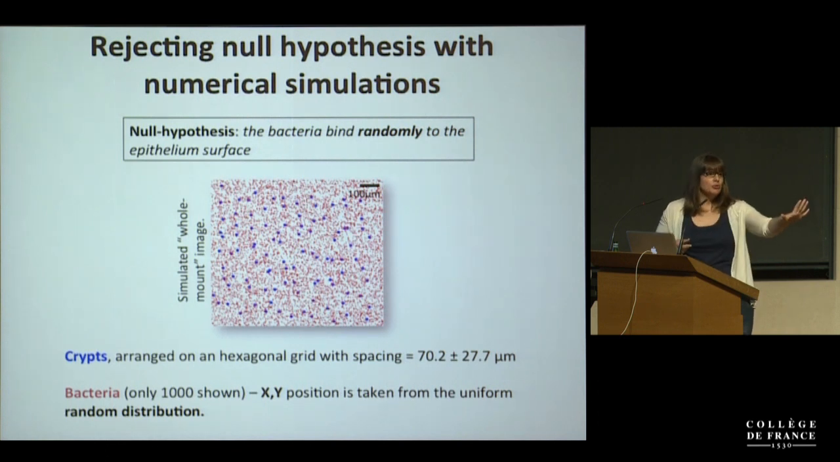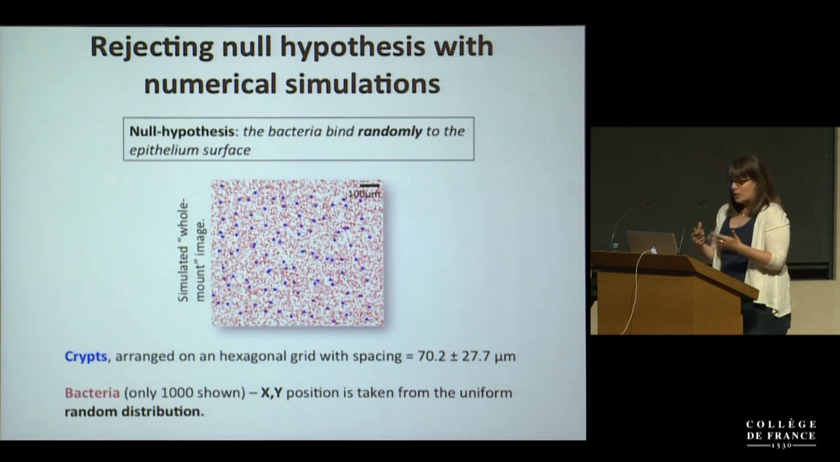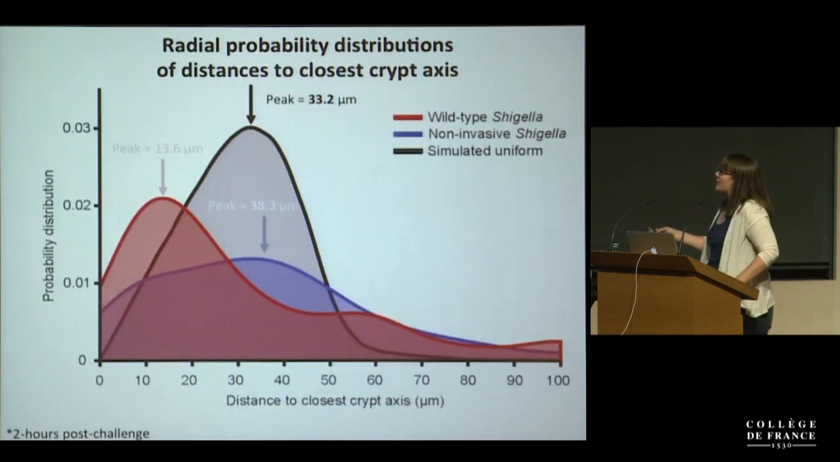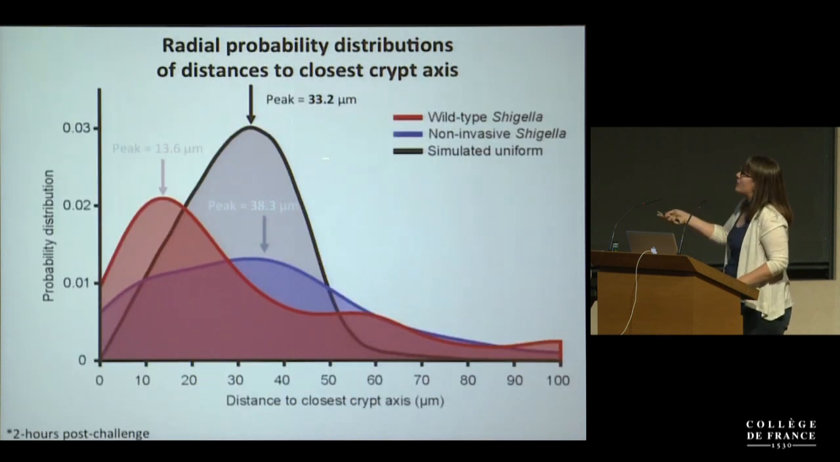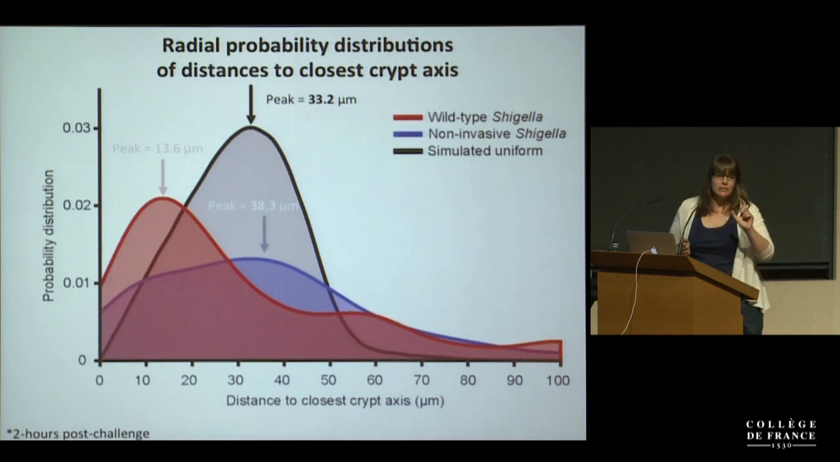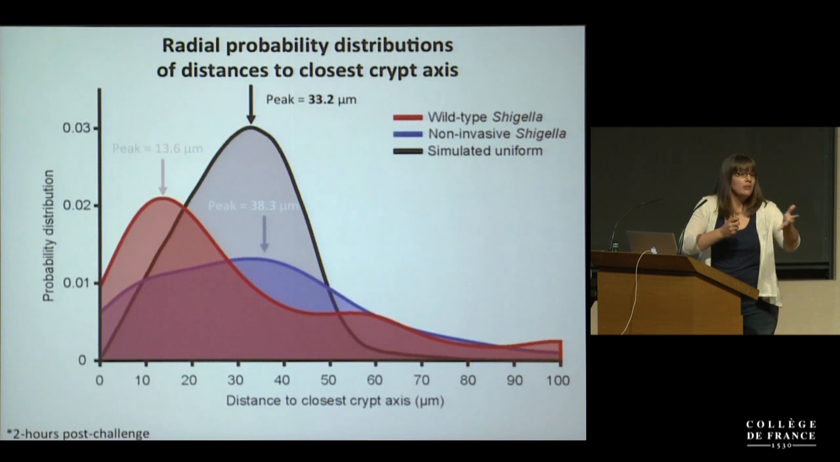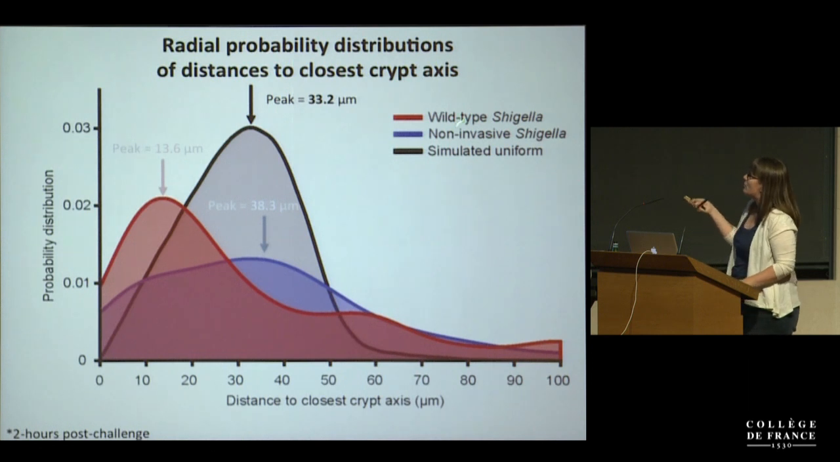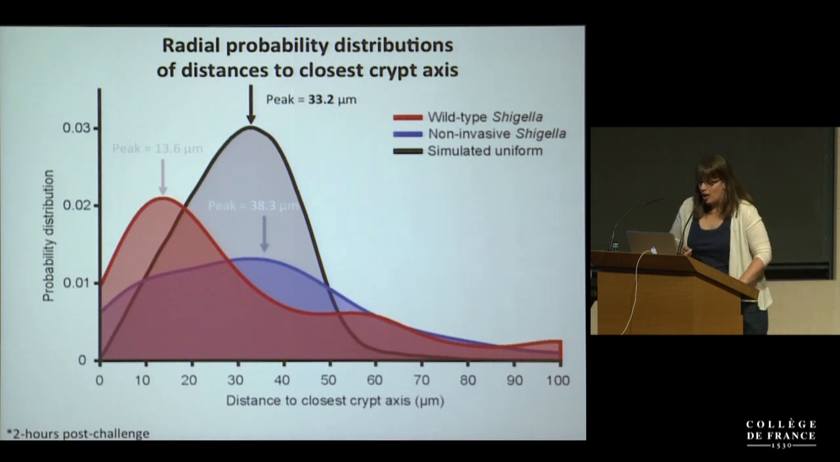And then we randomly distributed bacteria along the surface, and generated the same radial distribution plots for this simulation. So here we have the simulation. The peak is at roughly half the distance between crypts, because the bacteria will then be associated with the nearest crypt. But essentially, it was a more or less similar spacing to the peak for the non-invasive strain.